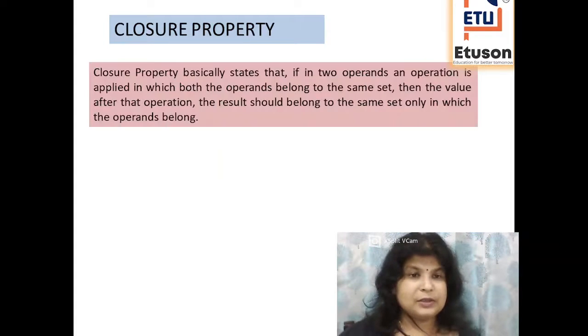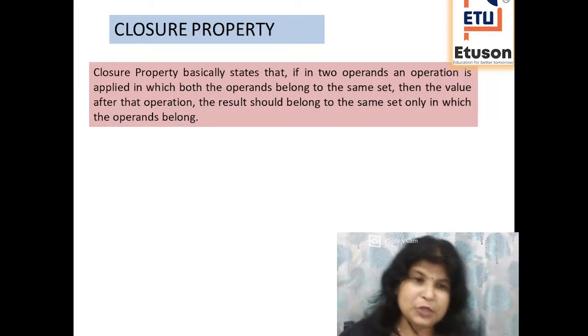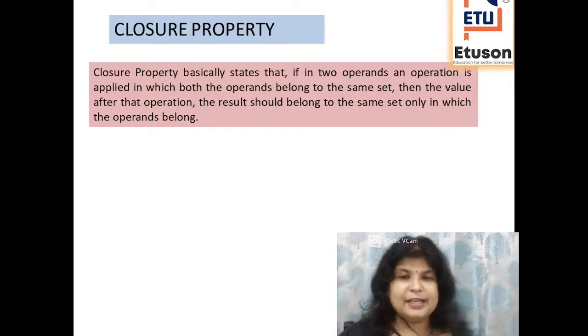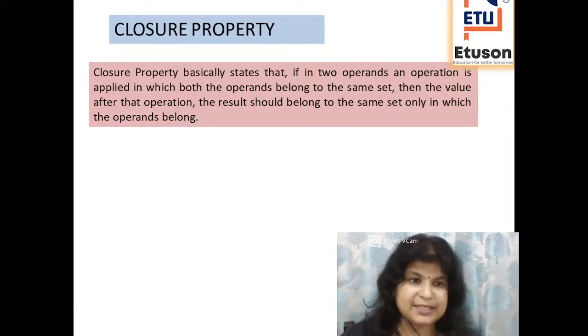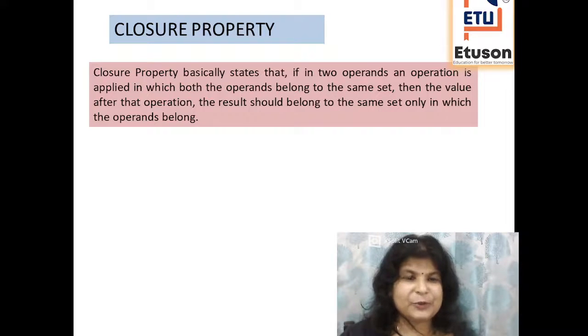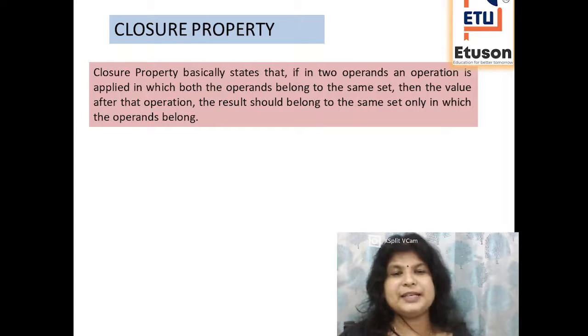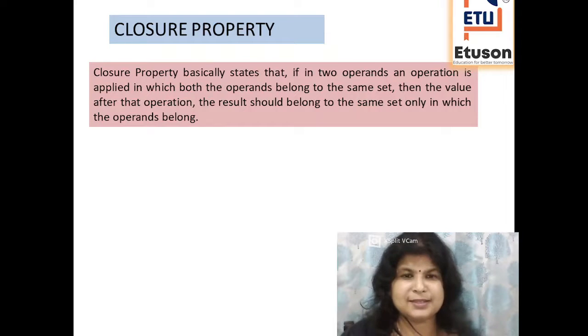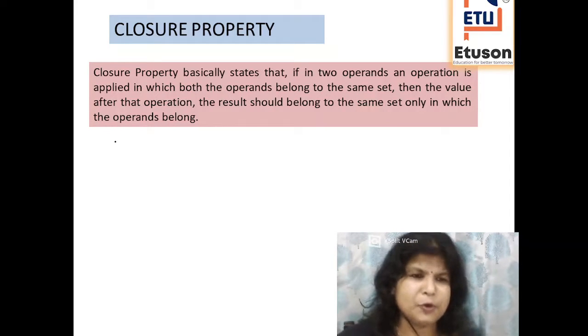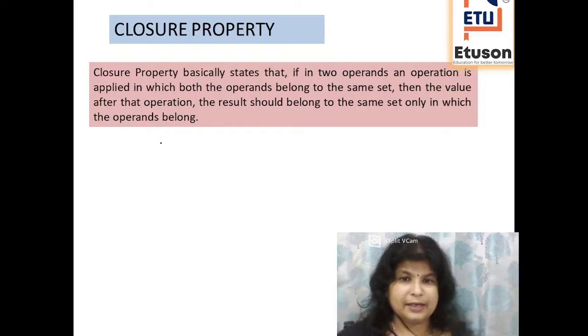What do you mean by closure property? Closure property basically states that if an operation is applied on two operands, both belonging to the same set, then the result after that operation should belong to the same set in which the operands belong. What do you mean by such a big statement? It will be clear if you write it in the form of some notation.